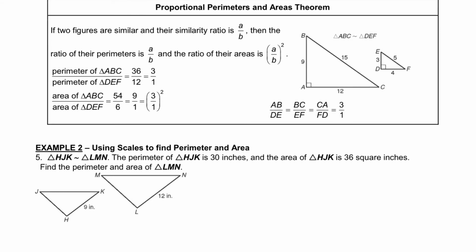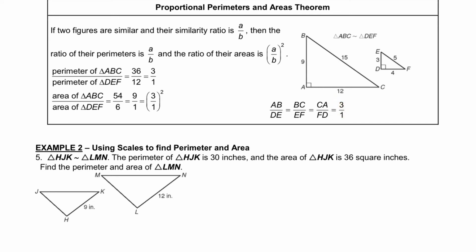Looking here first, they're setting up the ratios of the corresponding sides. They're doing the side lengths in the large triangle divided by the corresponding side lengths in the small triangle. So they have 9 over 3, those two sides correspond, and then they have 15 over 5, and then they have 12 over 4. Each of those fractions, if you reduce them, are all equal to 3 over 1.